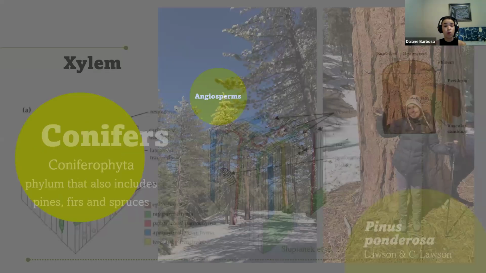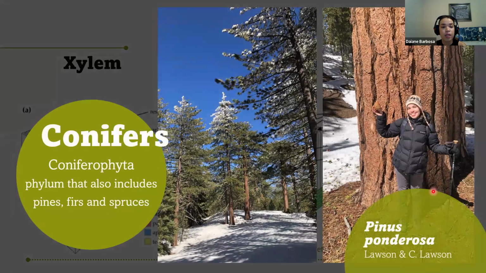As some examples of gymnosperms, we can mention the group of conifers. Conifers is the term to talk about the phylum Coniferophyta. This includes a lot of famous species and groups like pines, firs, and spruce, that we have a lot of these groups here in California.